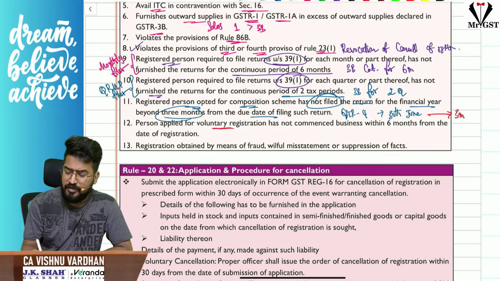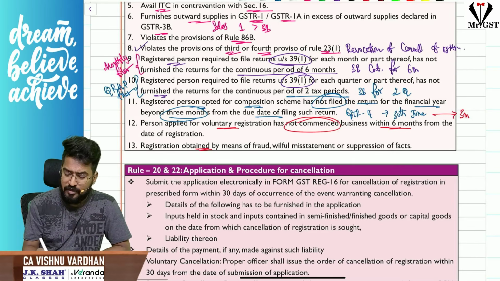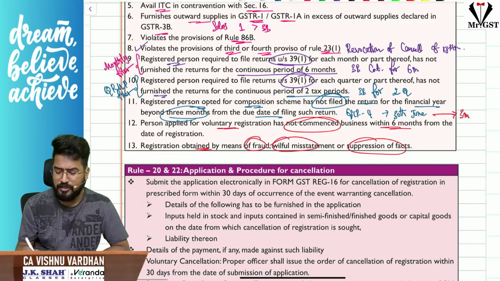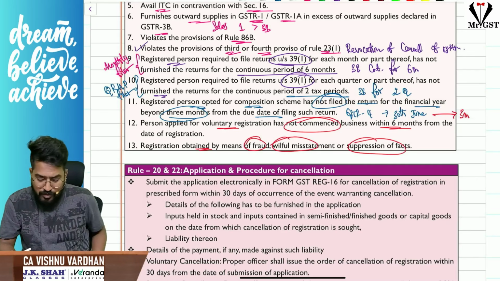You have taken voluntary registration but you have not commenced the business within 6 months. Or your registration is obtained by fraud, willful misstatement, or suppression of facts. Then also your registration is liable for cancellation. Suo motu cancellation comes into the picture there.